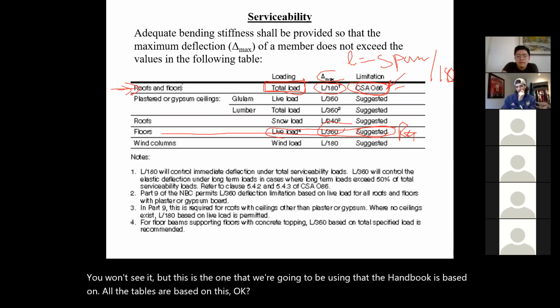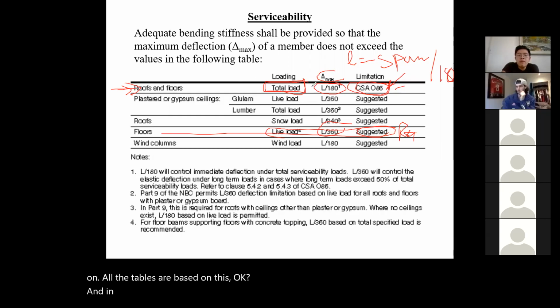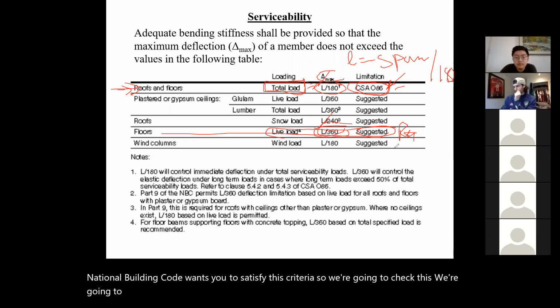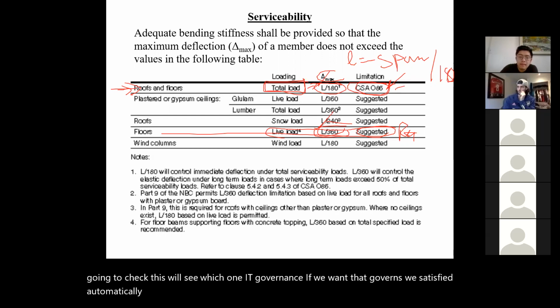And in this standard, they want you to make sure you satisfy this criteria. As well, the National Building Code wants you to satisfy this criteria. So we're going to check this, we're going to check this, and we'll see which one governs. If we satisfy the one that governs, we'll automatically satisfy both. We will be doing this in the examples, so don't worry about that.